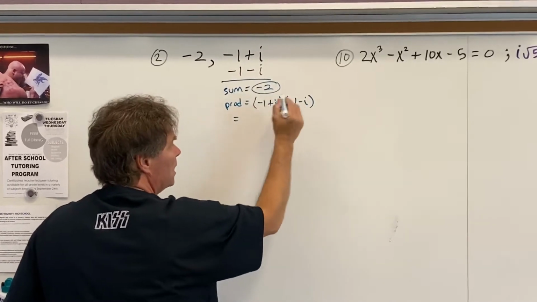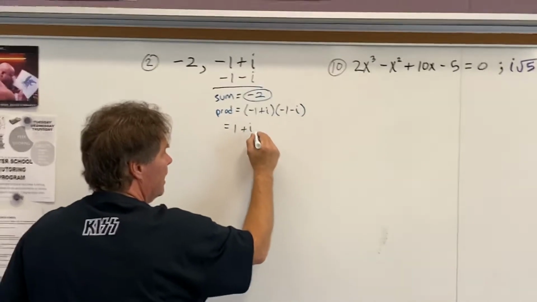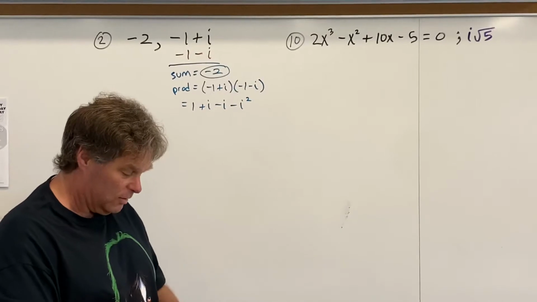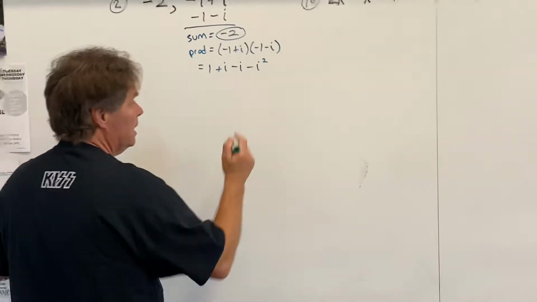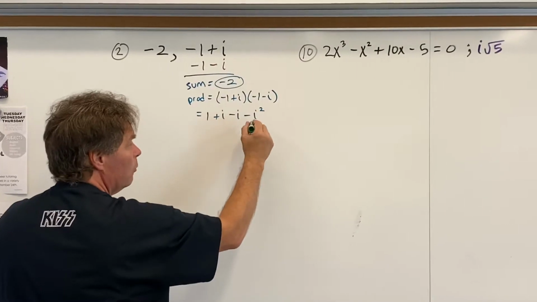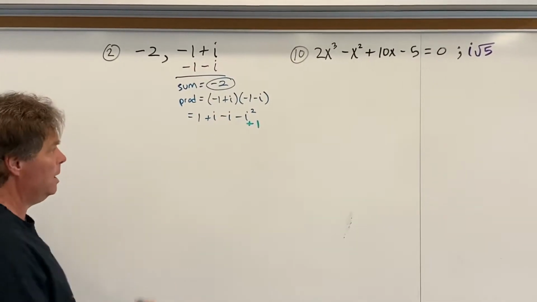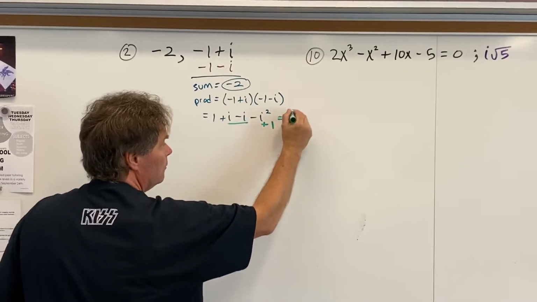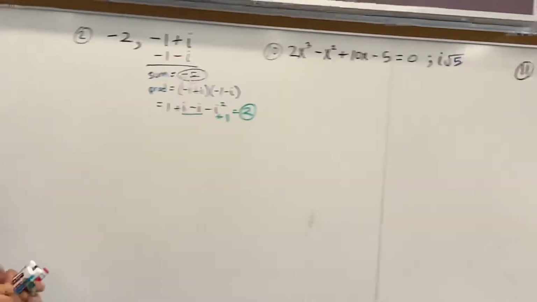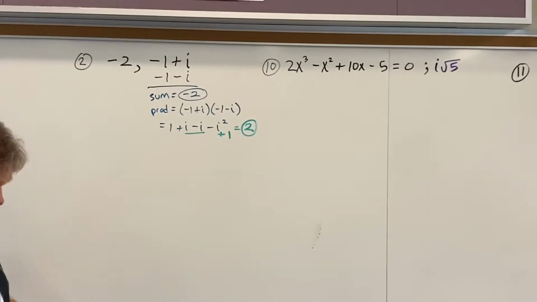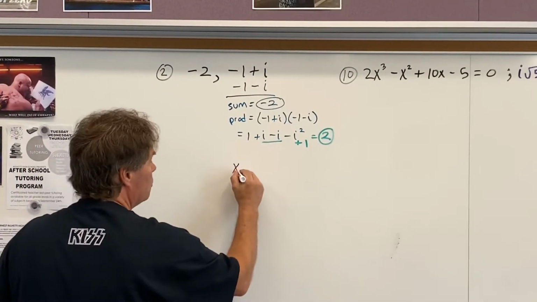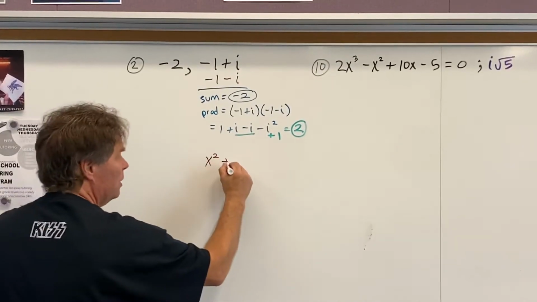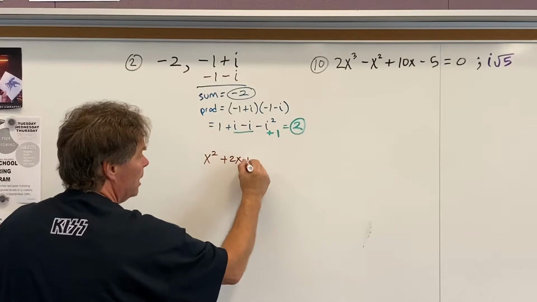And this turns out to be -1 times -1 is 1, plus i minus i squared. But remember, i squared is a fancy name for -1. So it's going to be minus -1, which nets out to be +1. And these guys cancel. So the product is 1 plus 1, which is 2. Okay, so that's the product. That's the sum. And remember, the magic formula is x squared minus the sum. So it'd be minus -2x, which is plus 2x, plus the product, plus 2.